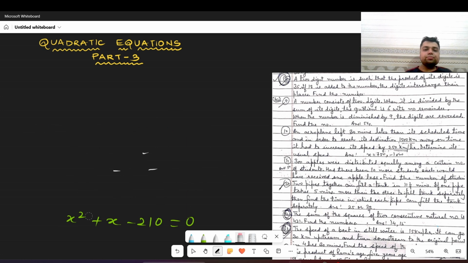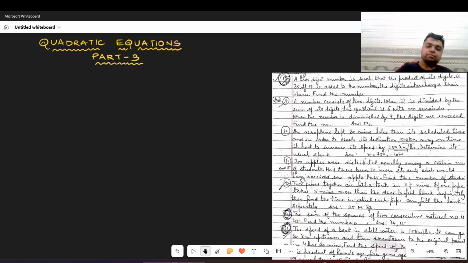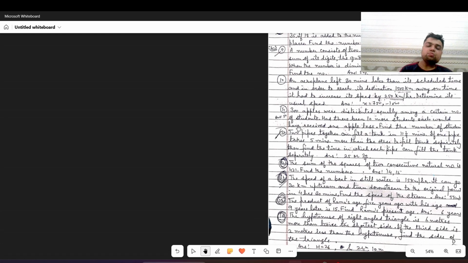In the next question, the speed of a boat in still water is 15 km per hour. If it can go 30 km upstream and turn downstream to the original place, yes, now it is more visible. So okay, let's talk about the boat. Boat speed is b, and stream or water speed, you can say, is w.